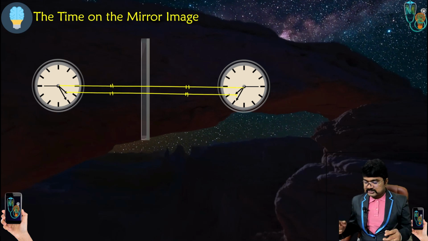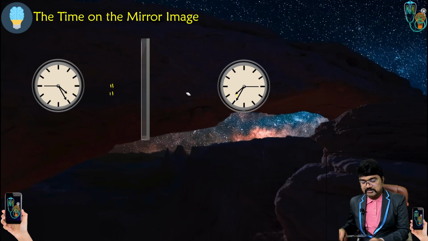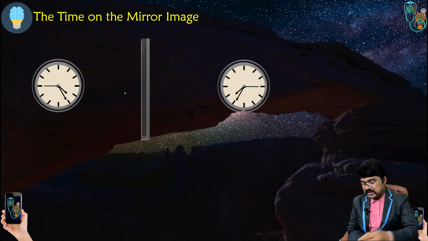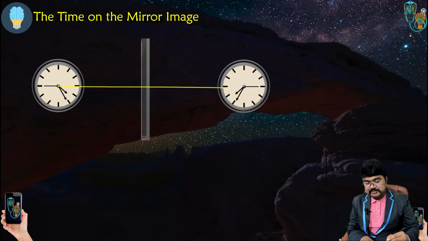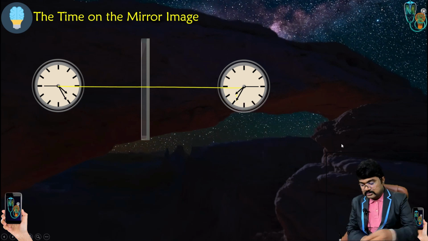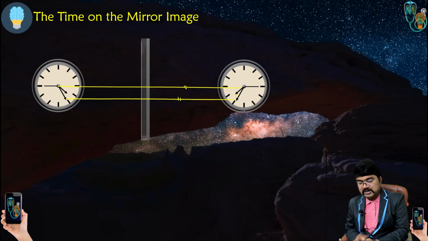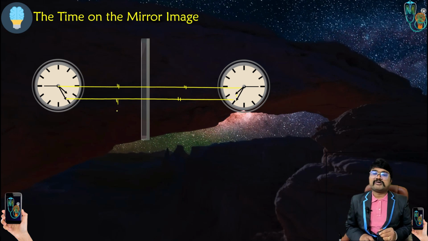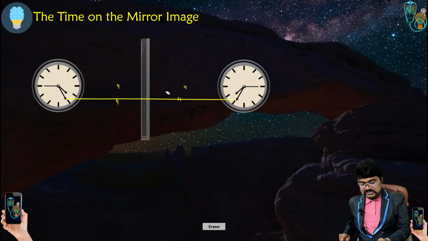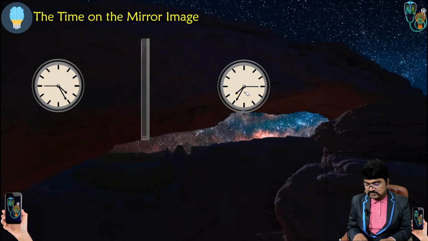After that, the same procedure will be followed for the minutes hand also. You can draw a perpendicular from here to here, and from here to here, and these two will be exactly the same. This is the way to get the image of an extended object. The second hand is a horizontal extended object.